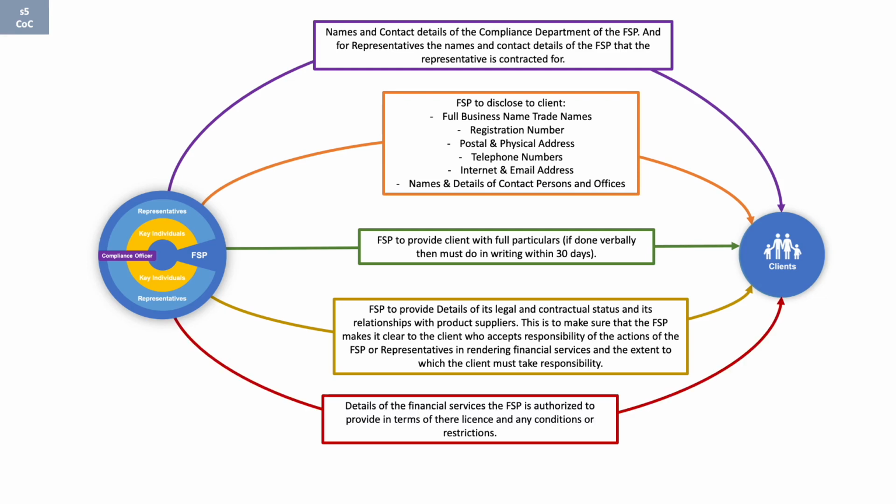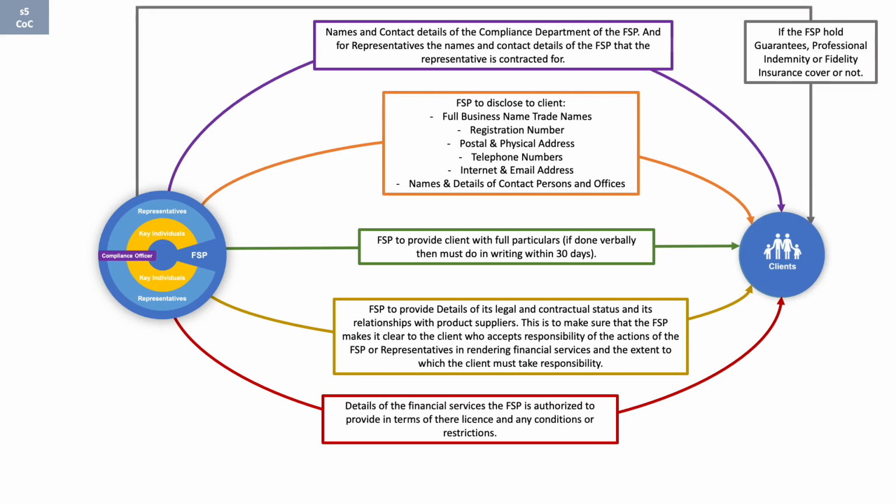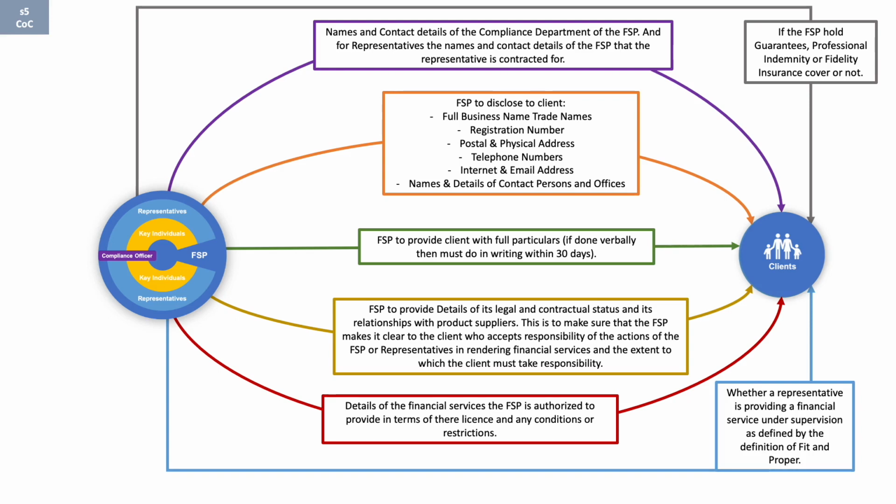The FSP is to provide details of the financial services and financial products it is authorized to render and provide in terms of its license and any conditions or restrictions. The FSP is to disclose if it holds and/or has in place guarantees, professional indemnity, or fidelity insurance cover or not. The FSP is to disclose whether a representative is providing and/or rendering financial services under supervision as defined by the definition of fit and proper requirements.